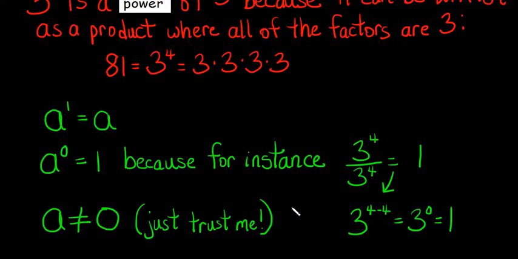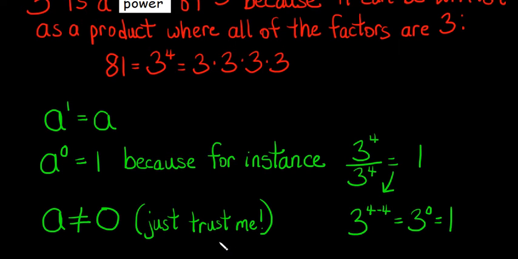And then I hope that didn't confuse you. If it did, don't stress out. Just remember, anything to the 0 power is 1. Now, I'm not going to go into it, but you can't have this base number equal to 0. It just doesn't work. And just trust me on this one.